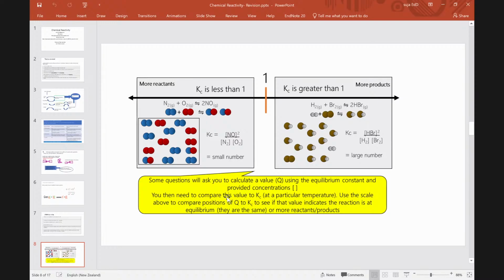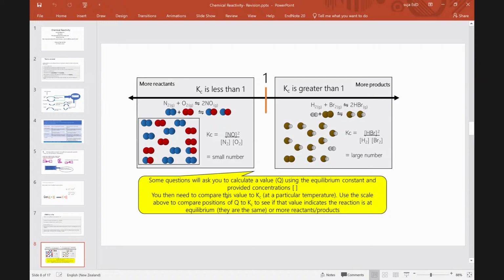Some questions will ask you to calculate a value using the equilibrium constant and provided concentration. So sometimes you have to calculate Kc, but sometimes you are asked to compare the value of Kc at a particular temperature. So they might give you the Kc at, let's say, 600 degrees Celsius, and they'll say this is that. Now, what will be the Kc at maybe a different temperature, or you have to calculate the Kc at a different temperature, and you have to compare the original value to what you have calculated.